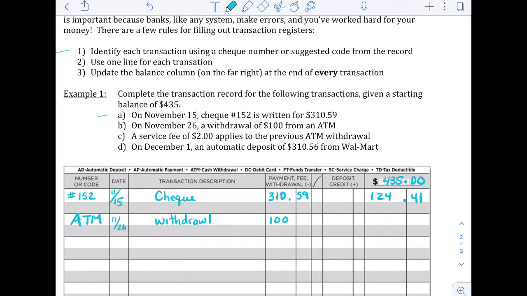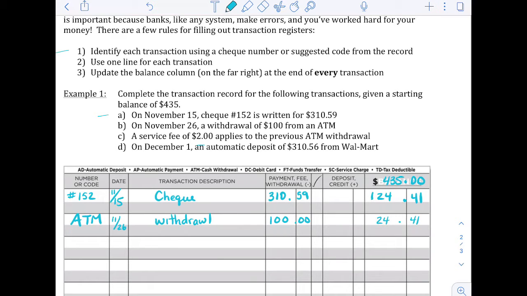So what was the amount? Well, it was $100. And then I need to subtract $100 from 124 to find out my new balance. That's my running total. So when I take away 100 from that, I get $24.41. That's our new amount that we have in our account. So we're running low. So hopefully we don't have too many more fees before we earn some money. Let's look at the next one, C.